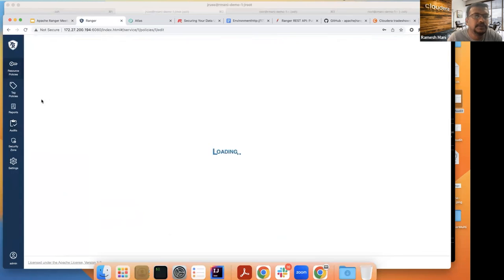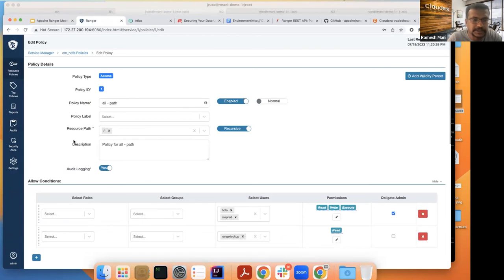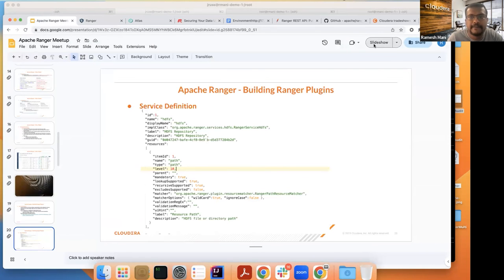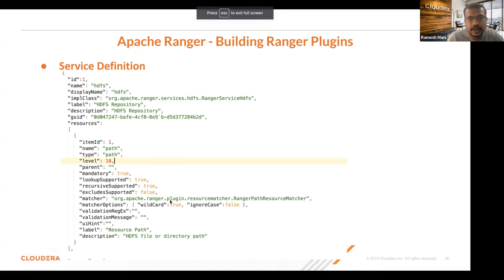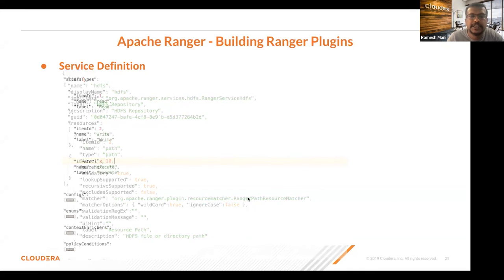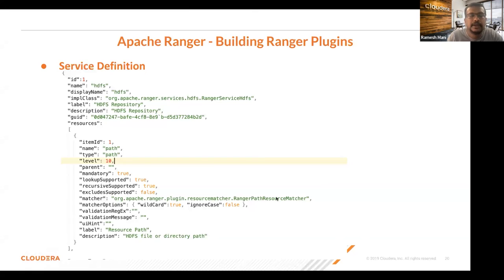And then you look into one of the policies: the resource, the user group models, all the rendering and the functionality behind the policy model which we saw are all defined by this service definition. And the matcher is how, when a request for accessing a path comes in, you want to match it and authorize. So you register that also.